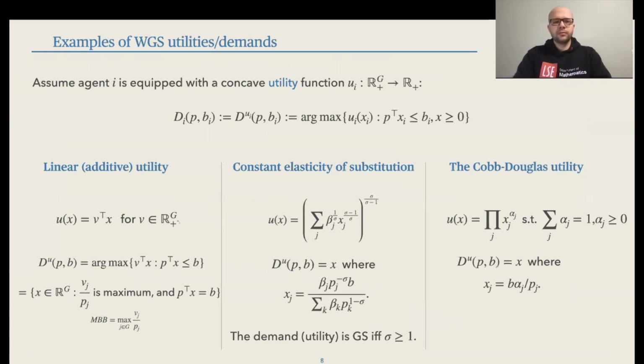So usually in literature, demand is given via a concave utility function. Namely, each agent comes to the market and has a utility function that measures how happy he is with a given bundle. And then his demanded bundle can simply be described as the set of all bundles that maximize the utility subject to the budget constraint. This is how a lot of literature works, but in this paper, we only assume the demands and we don't need access to the utility. Famous examples of WGS utilities are linear utility, utilities with constant elasticity of substitution, and the Cobb-Douglas utility.